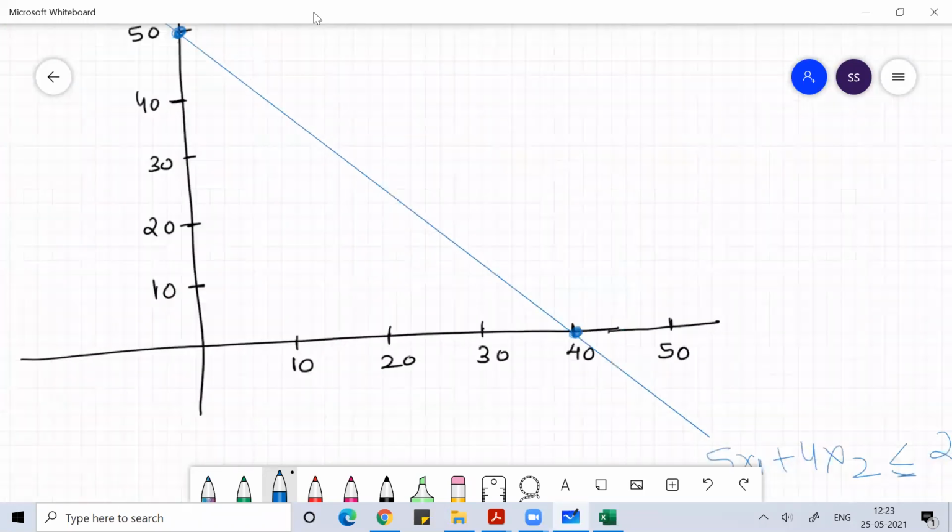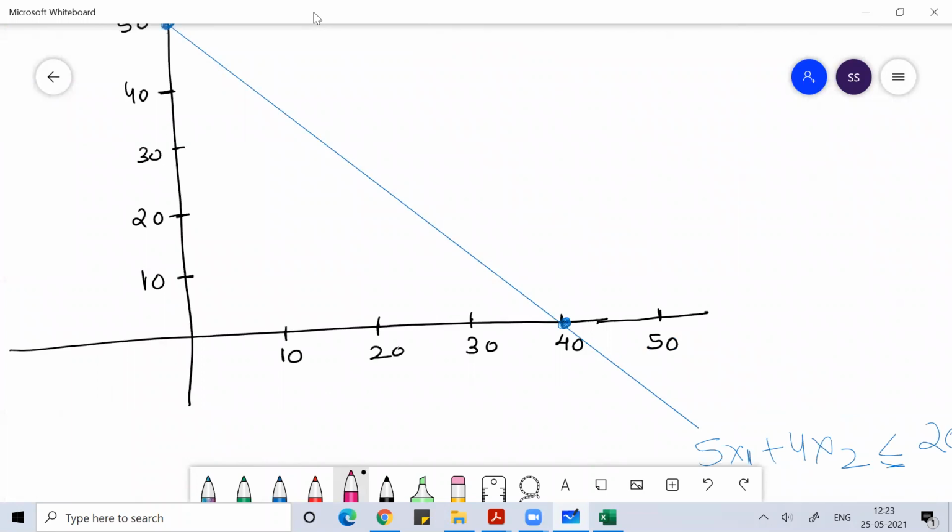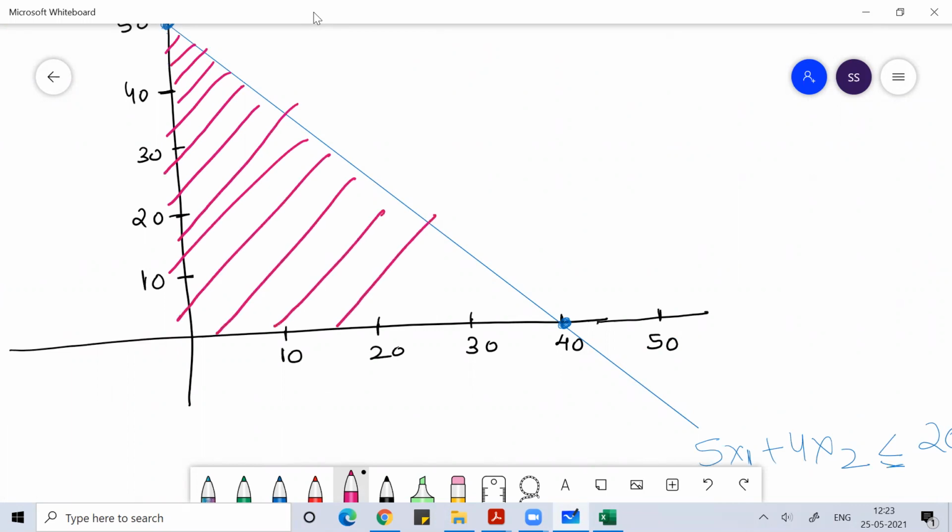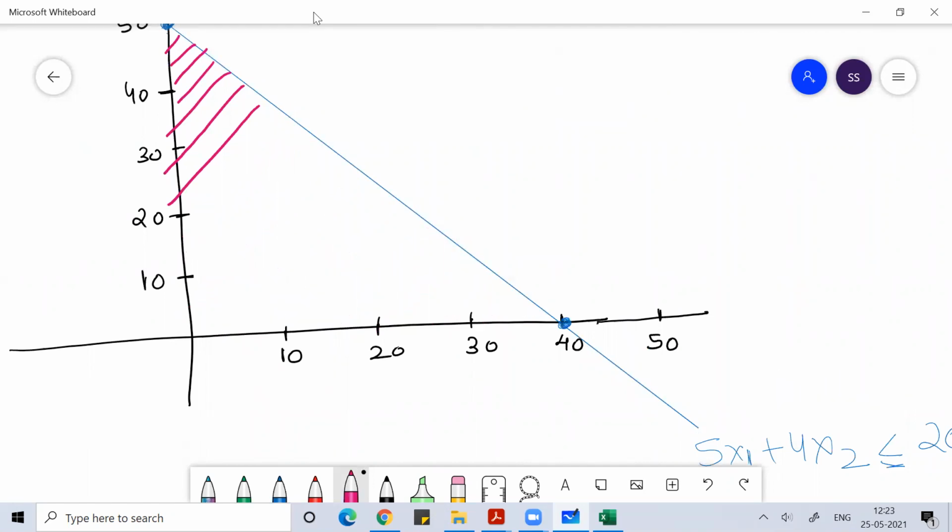So yesterday also I told you, if I'm talking about less than or equal to, then this would be your area. You need to understand at the same time that x1 and x2 should be greater than or equal to 0. So you cannot consider negative values of x1, x2. So for less than or equal to, this would be your area. So remember that.